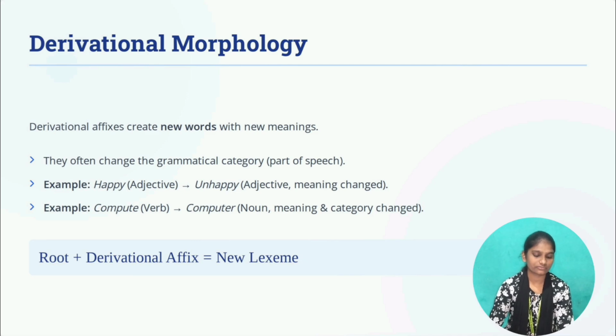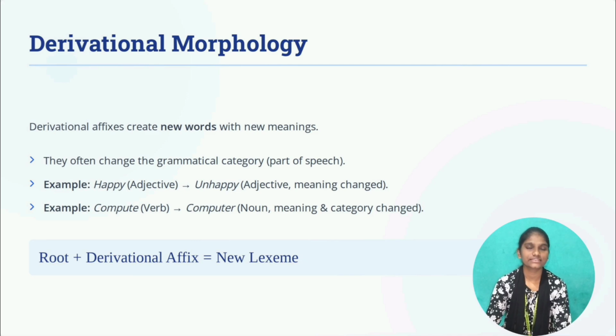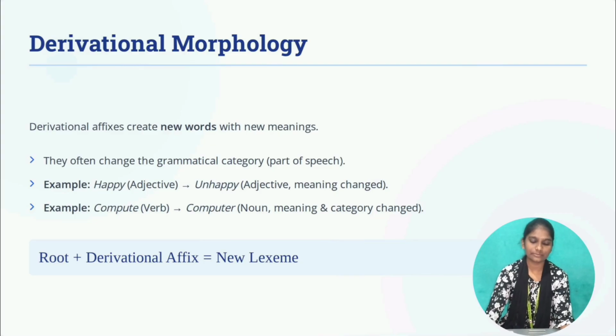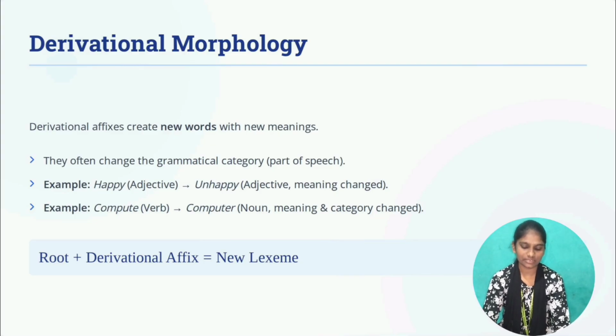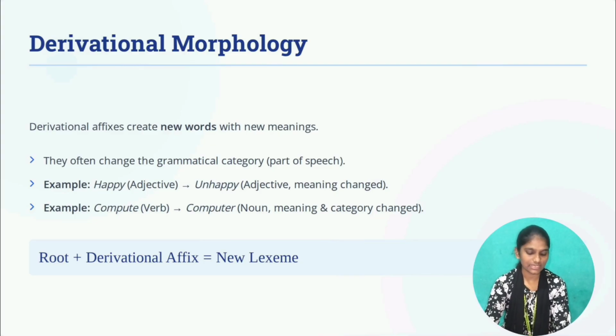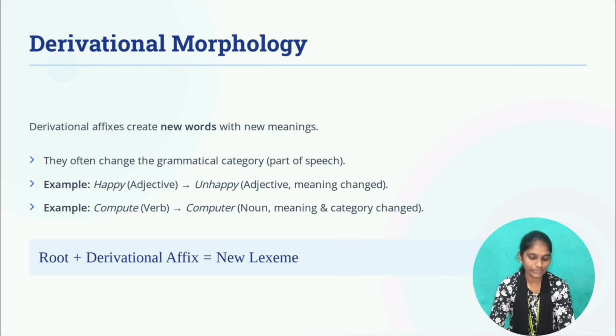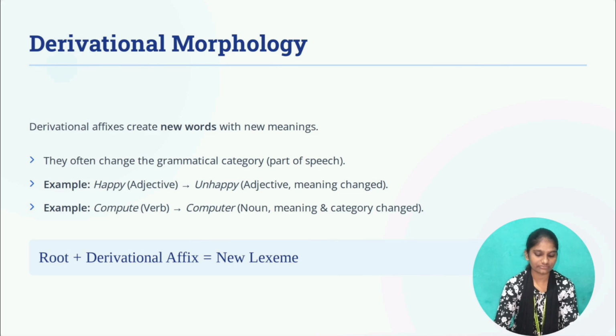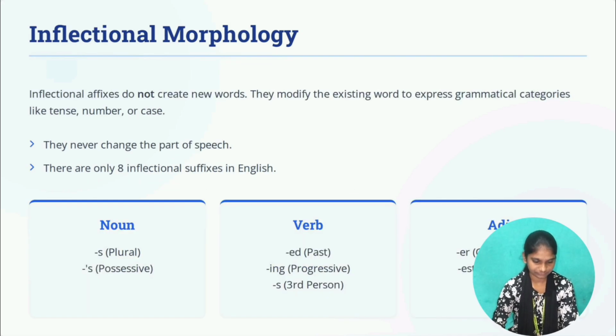Derivational morphology. Derivational affixes create new words with new meanings. They often change the grammatical category. Example: happy is an adjective. When you add the prefix un, it becomes unhappy and its meaning is changed. Another example is compute, a verb. When you add er, it becomes computer. It is a noun, and its meaning and category are changed. Root plus derivational affix becomes a new word.